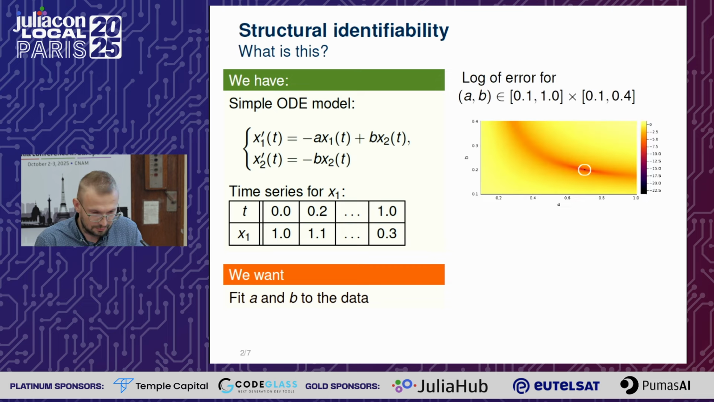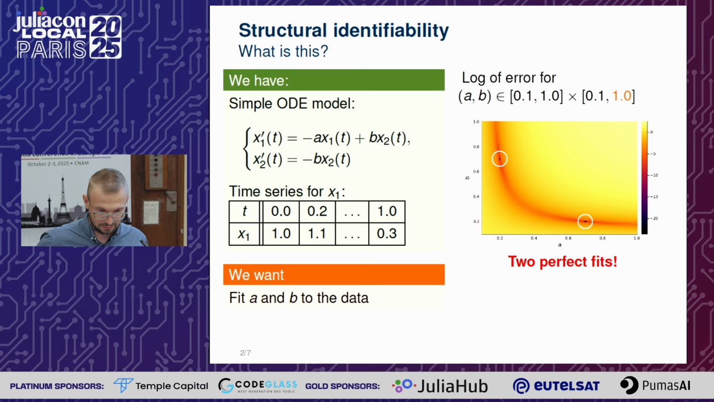Now, this is a heat map. So I take different values of a and b and plot the log of error. And you see there a black dot, which is like a perfect fit. And one natural desire is just to take this point and go ahead. But if you zoom out, oops, there is another point, which fits as perfectly as the first one. And that is the problem which we call lack of structural identifiability. So the model itself has certain symmetry inside, which prevents you from faithfully inferring the parameter values.